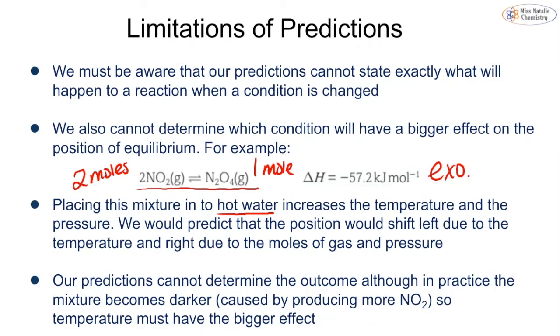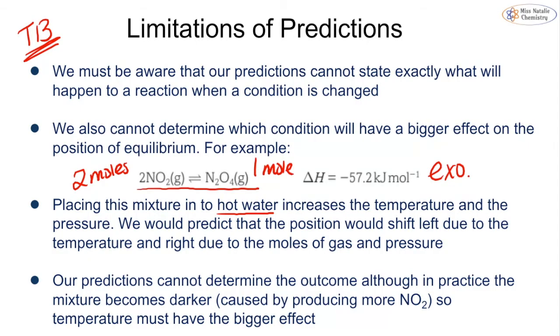And what we would predict here is that the position of equilibrium would shift to the left into the endothermic reaction because of the temperature, but the moles of gas and the pressure would shift it right. Now, we cannot predict which one is going to have the bigger effect at this point. Now, you will come back to equilibrium later in topic 13 and A2, but even in A2, you still don't necessarily know the effect of which one is going to be bigger.